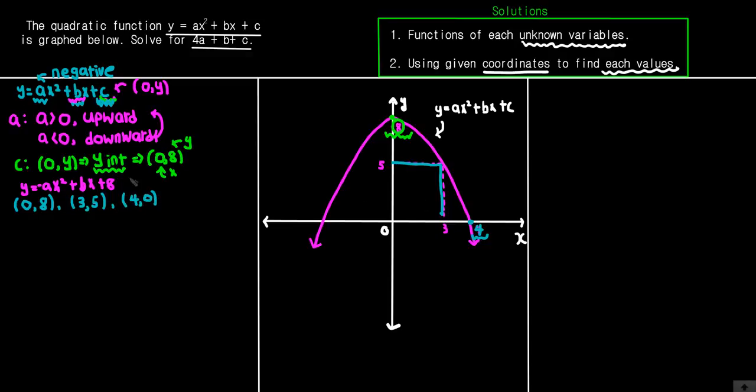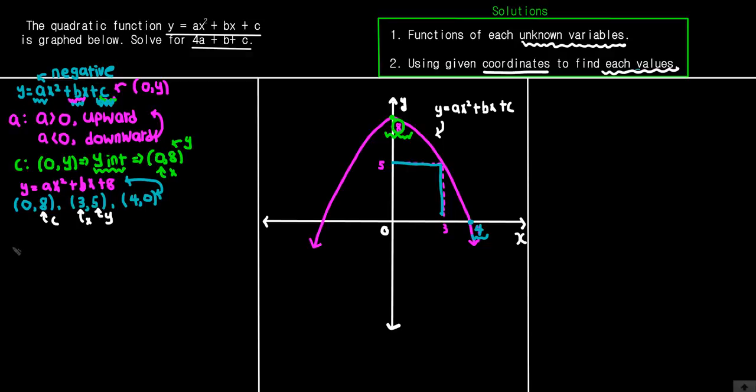So we can figure out that this function right over here passes through these 3 points. It intersects with these 3 points. From these intersecting points we get two equations. We already know that the c value is equal to 8. And the x value here is equal to 3 and the y value is equal to 5. Which means when you input the value of 3 into our original function, it should give us the output of 5.